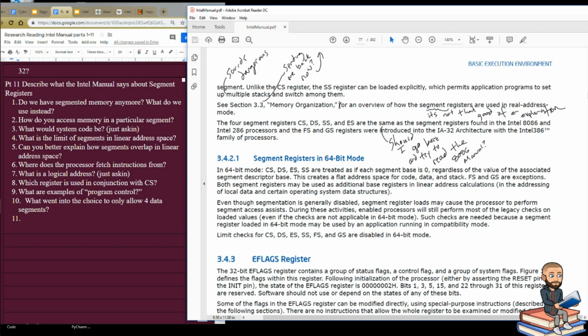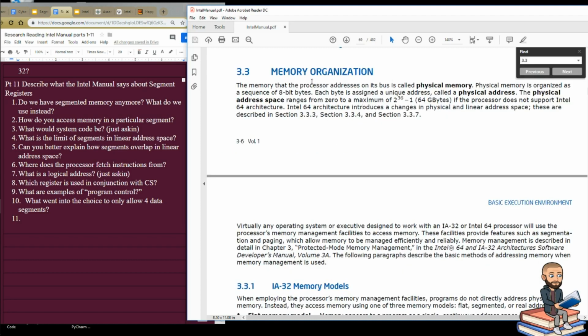So they tell us to see another section called memory organization for an overview of how the segment registers are used in the real address mode. Oh, and this is the first time I notice that they told us to go backwards. Yeah, sending me back now. Usually they send me forward. So here we are, 3.3 memory organization.